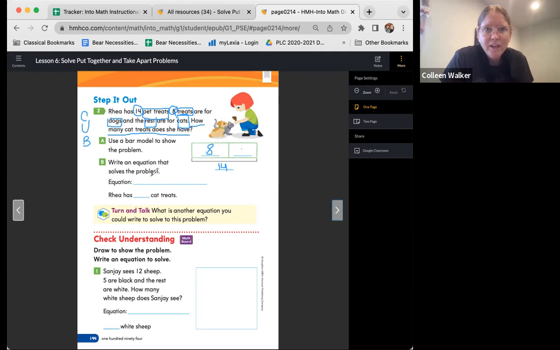So how many treats does she have total? Yeah, she has 14. So friends, if we start with 14 and we subtract 8, we will figure out the missing addend. We'll figure out how many treats are for cats. So why don't we go ahead and do that? 14 minus 8. There's a couple ways we can do that. Why don't we draw a quick picture and then I'll show you another way.